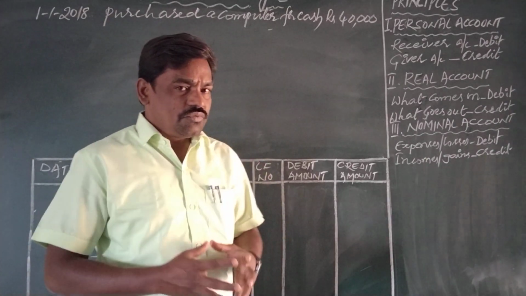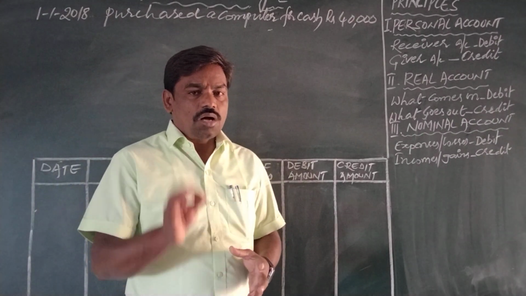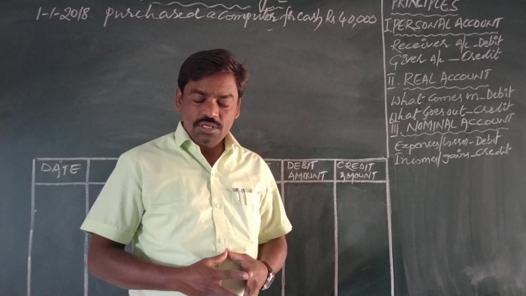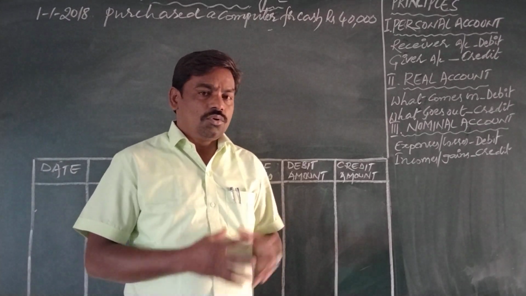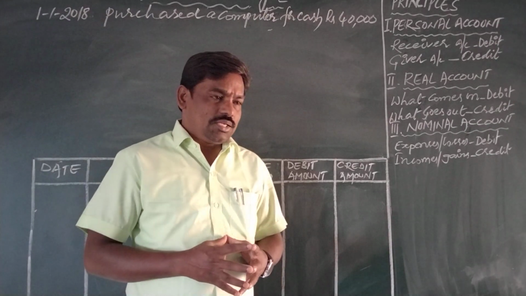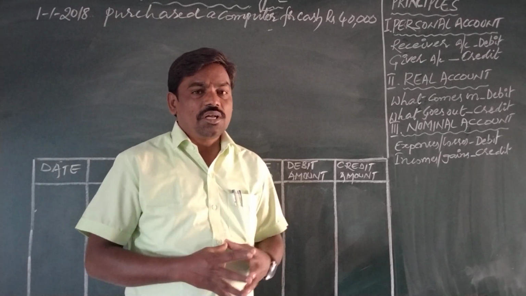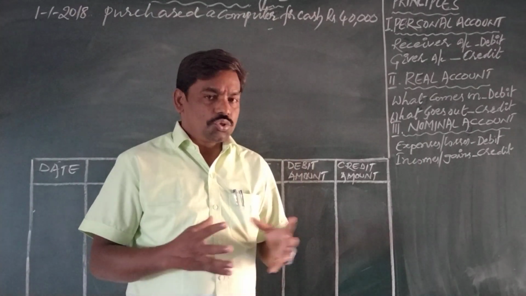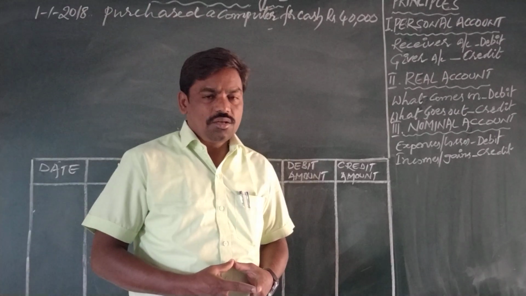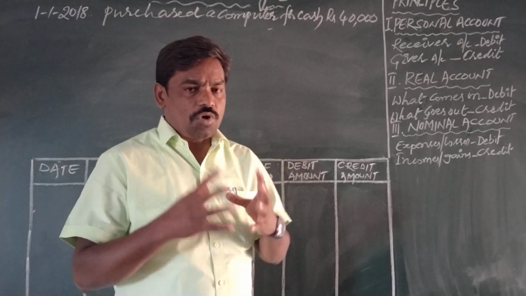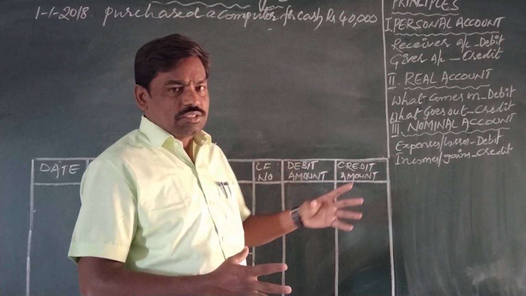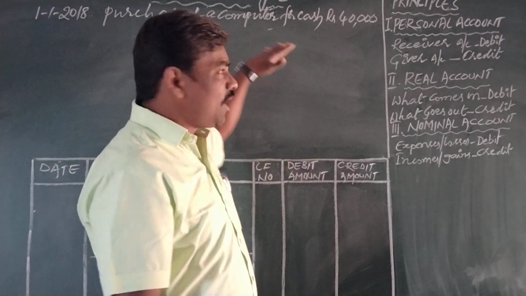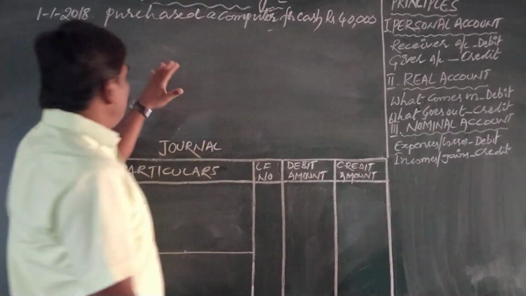Students, in this video I am going to use only one account and its principle, that is the real account and real account principle. You already know that all assets and cash come under real account, and the real account principle is that what comes in should be debited, what goes out should be credited. Using this formula, we are going to enter the business transaction in the journal. See the procedure of how I analyze the process and follow that.